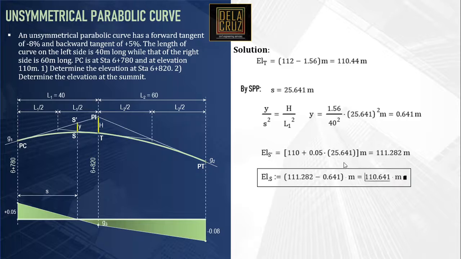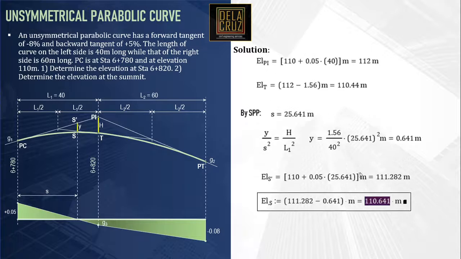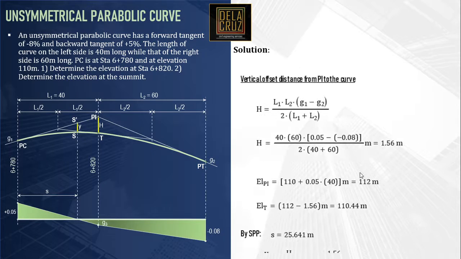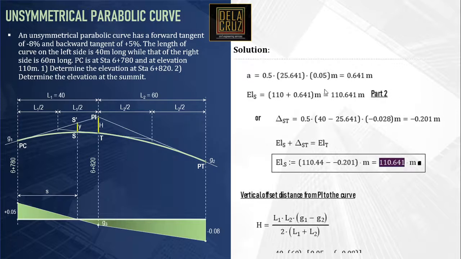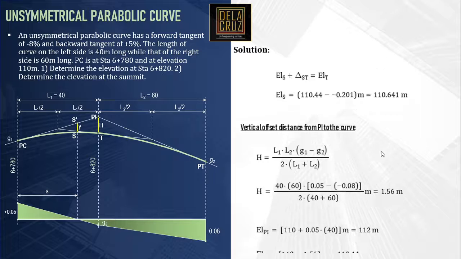Now let's check, no? This is what we solved using this approach. How about the grade diagram approach? That is 110.641, or this one.